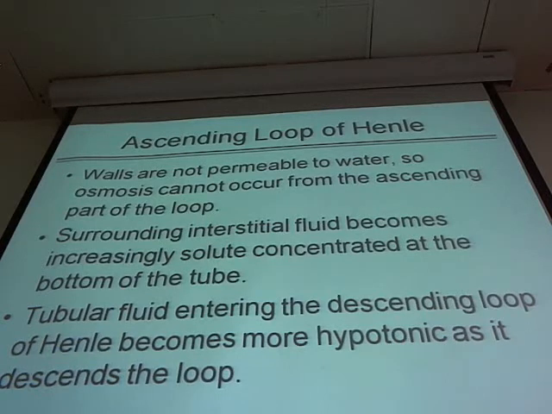Surrounding interstitial fluid becomes increasingly solute concentrated toward the bottom of the tube, because at the bottom of the tube you have your most concentrated fluid. It's still pumping the sodium. It's got all this extra sodium to pump out. That's why you have the gradient going down. It gets more concentrated as it goes down. You hit the bottom of the loop of Henle, it's the most concentrated gradient, about 1,400 milliosmoles.